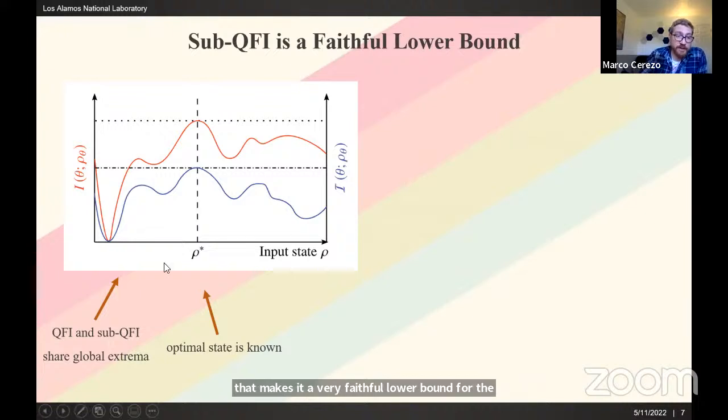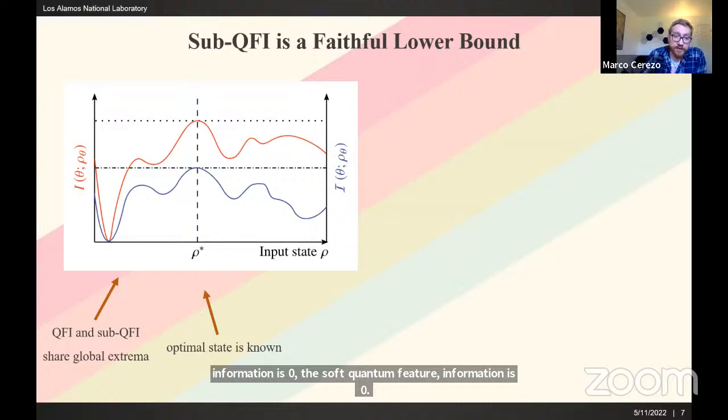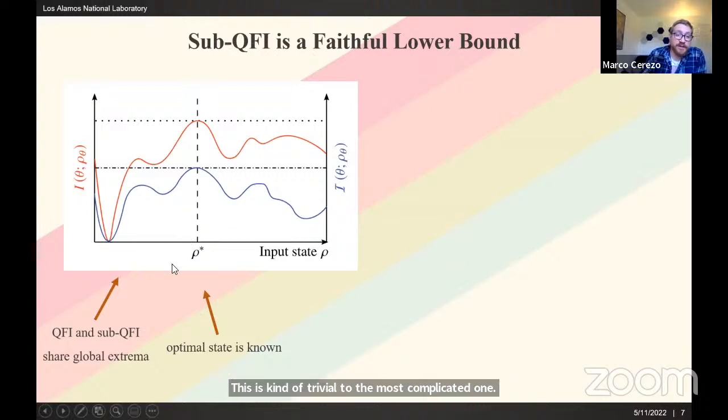So for instance, the first thing that we proved is that they share the same global extrema. So what this means is that if the quantum feature information is 0, the sub-quantum feature information is 0. This is kind of trivial to prove. The most complicated one and the more interesting one is that they actually share the same optimal state. So if you can prepare the best state that maximizes the quantum feature information, and this is actually the state that you want to use as a quantum sensor because it's extremely sensitive to changes in your parameter, it's also going to maximize the sub-quantum feature information.